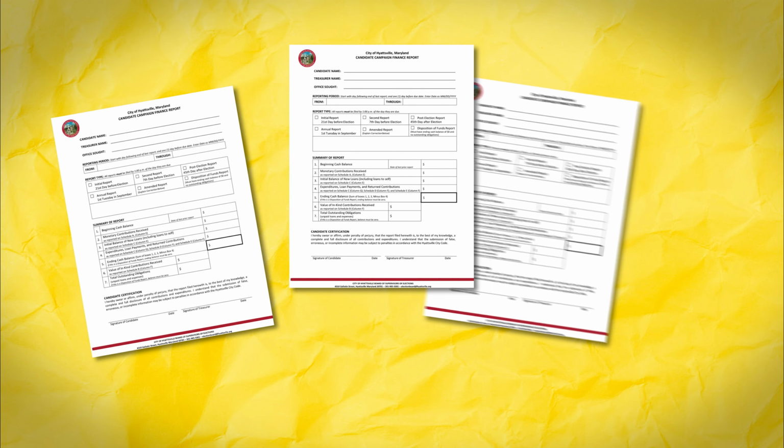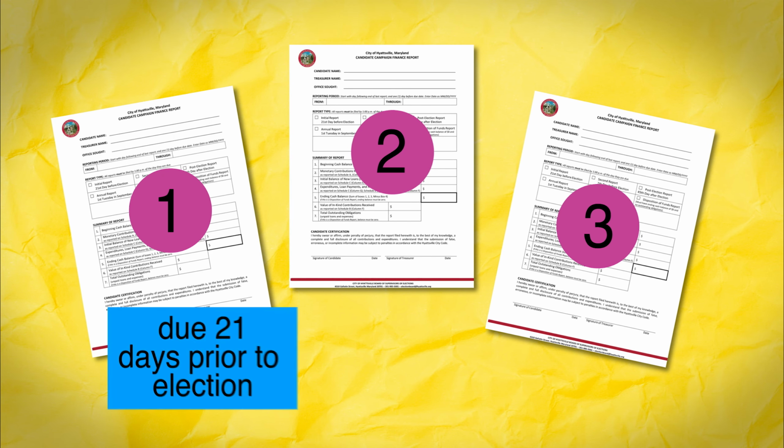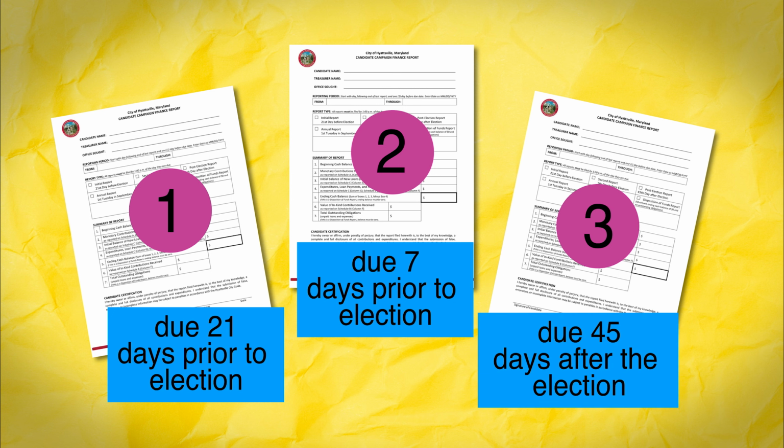As a candidate, you will file 3 campaign finance reports. The first report is due 21 days prior to the election, the second report 7 days prior to the election, and the third campaign finance report 45 days after the election. Today we are going to go over an example of the first campaign finance report.